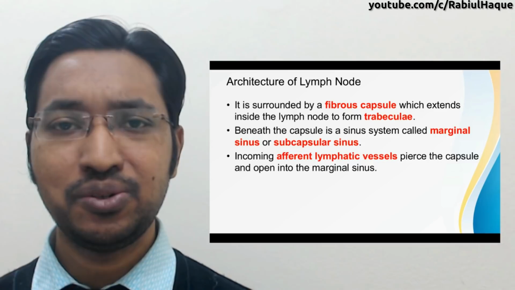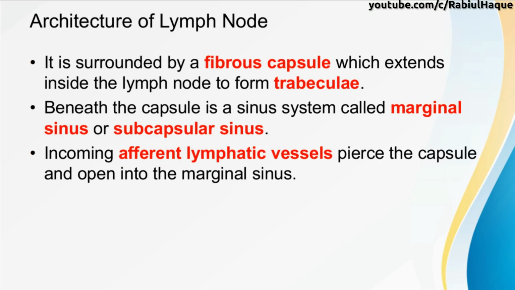of lymph nodes. It is surrounded by a fibrous capsule that extends inside the lymph node to form trabeculae. Beneath the fibrous capsule, there is a sinus system that is called the marginal sinus or subcapsular sinus. Incoming afferent lymphatic vessels will pierce the capsule and open into the marginal sinus.